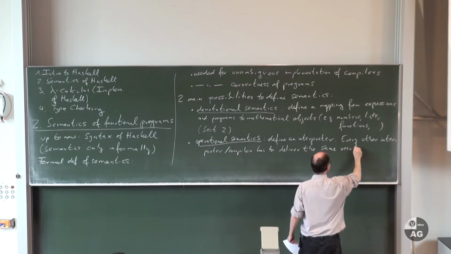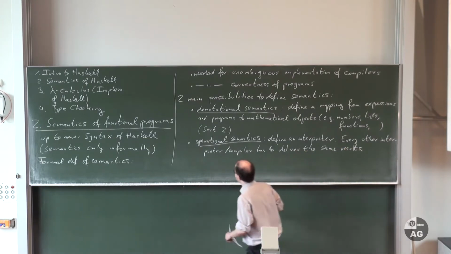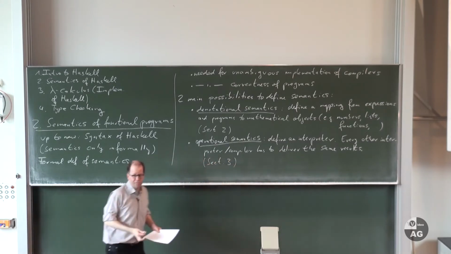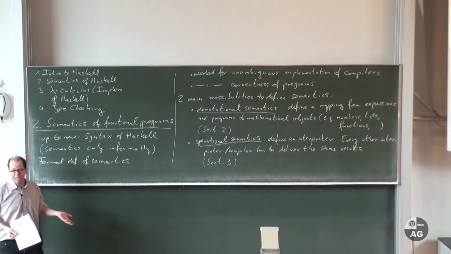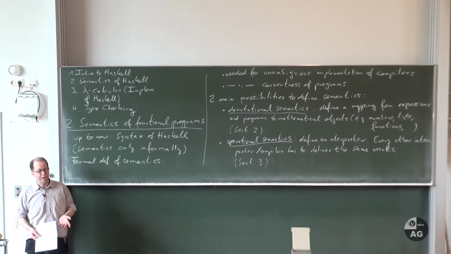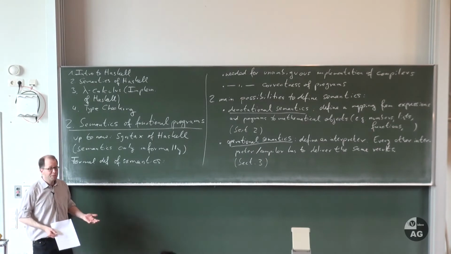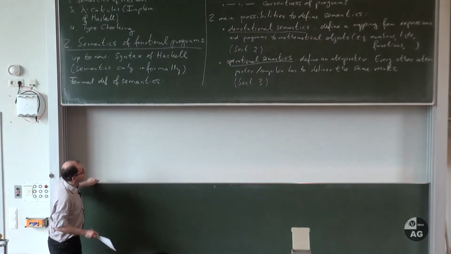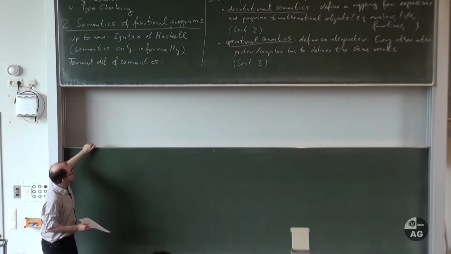And this is what we will do in section 3. So, I mean, in section 3, we discuss the implementation of Haskell, and we give one example implementation of Haskell. And so you can see this as the operational semantics. Every other implementation should do the same, but it might be more efficient than our implementation, or less efficient. OK, so that's the plan.